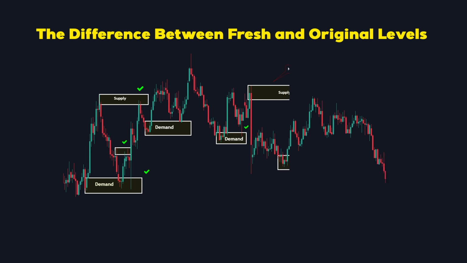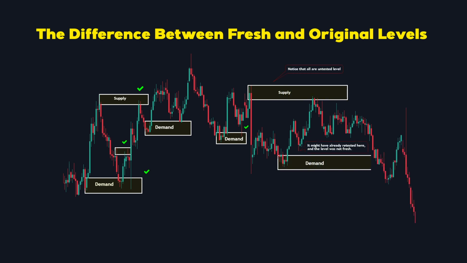Besides the freshness of the zone, there is another type of level called original level. In this video, I will explain the difference between fresh and original levels in trading supply and demand. I'll also show you how you can determine these levels following a few steps.